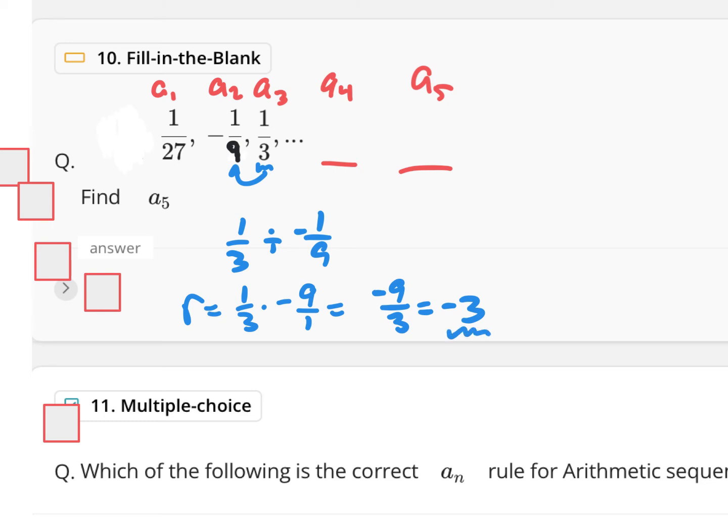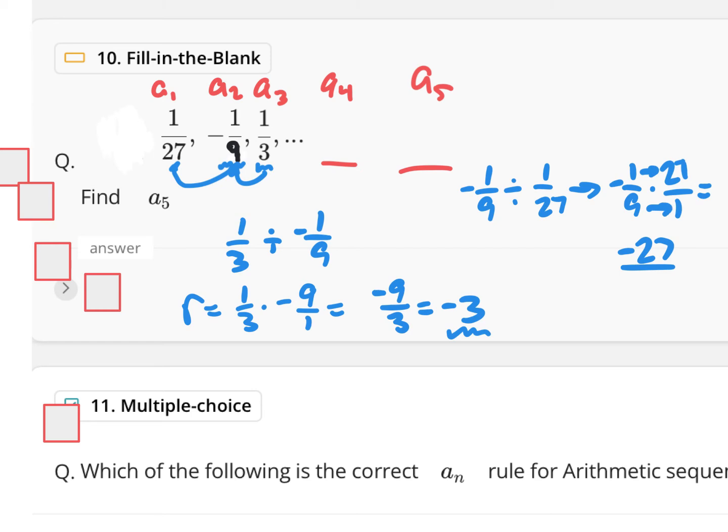But let's double check that by going to negative 1/9 and dividing by 1 over 27. So negative 1/9 dividing by 1 over 27. Again, we're going to rewrite it, negative 1/9 times 27 over 1. And when we multiply it through, the top with the top, that'll be negative 27. On the bottom, 9 times 1 is 9, so you get negative 27 ninths. And negative 27 divided by 9 is negative 3. As you can see, the common ratio is negative 3.